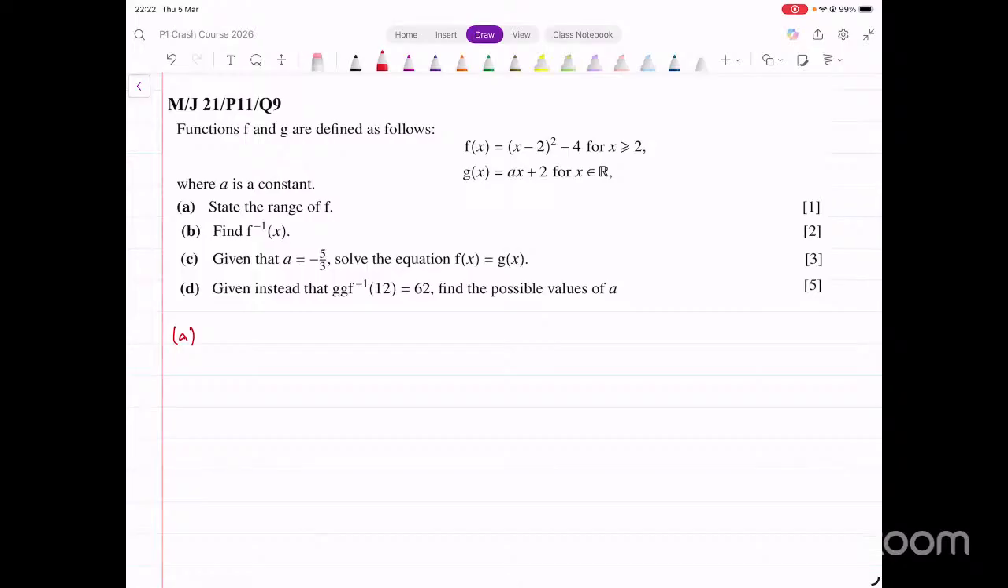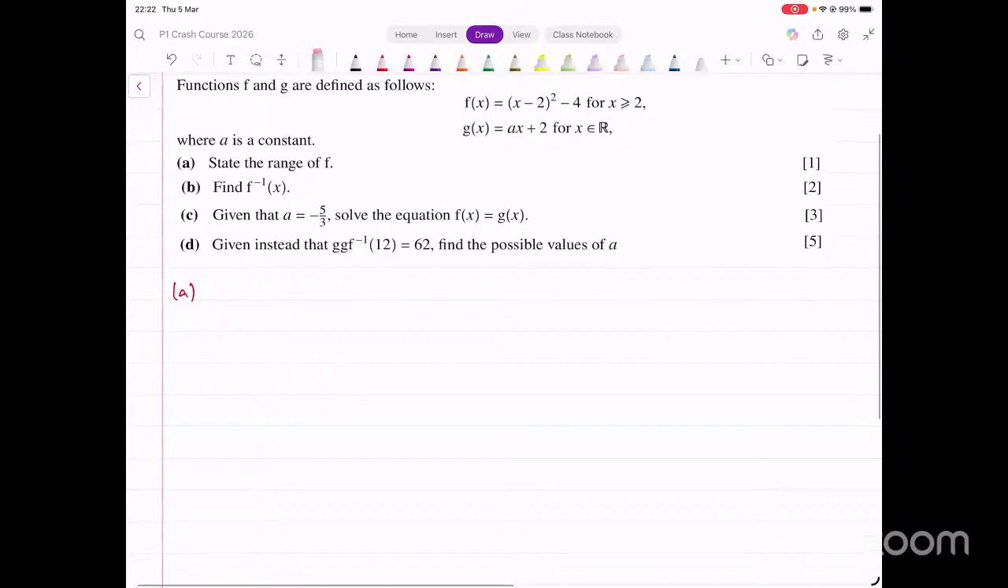Functions f and g are defined as follows. F of x is equal to x minus 2 whole squared minus 4 for x greater than or equal to 2, where a is a constant, and g of x is defined like this. State the range of f first of all. Okay, it's a quadratic function that looks like this. F of x equals x minus 2 whole squared minus 4. The domain of this function is x greater than or equal to 2. That's the domain of this function.